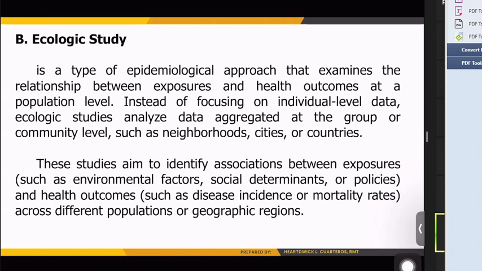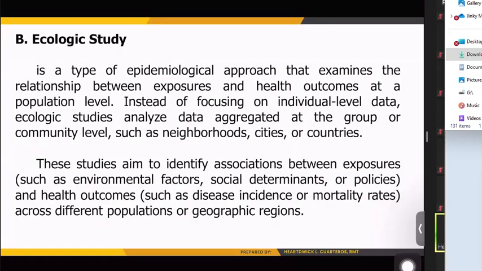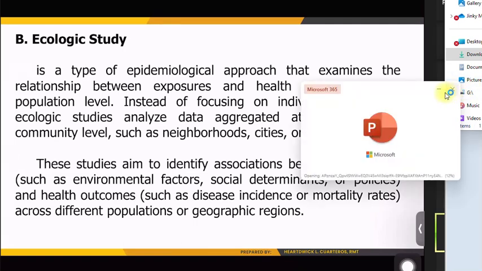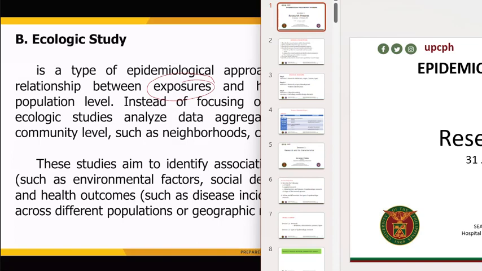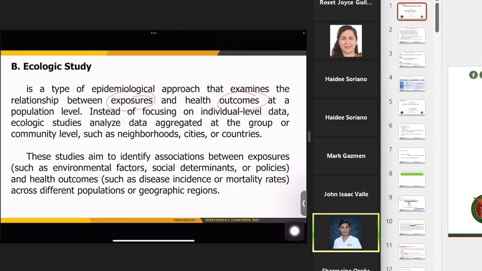Next, we have also the second descriptive study approach. Okay? So this ecologic study design is a type of your epidemiology approach that examines the relationship, okay, between exposures and health outcomes. Okay? Kanina pa gasgas na gasgas ang word na exposure and your outcomes. Can anyone differentiate me, okay, the meaning of exposure and outcomes?